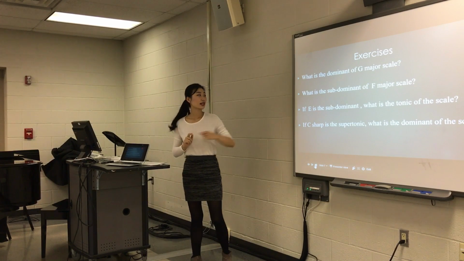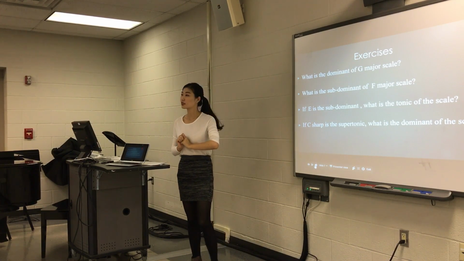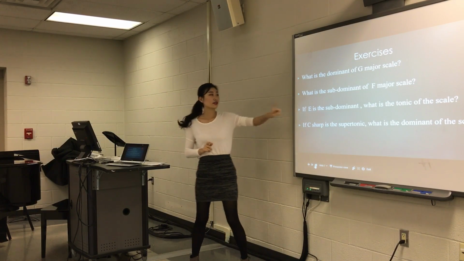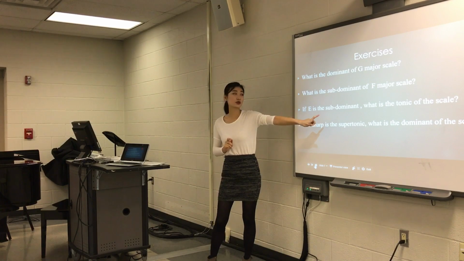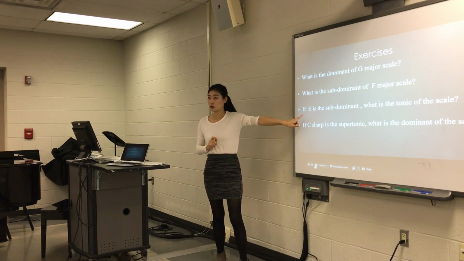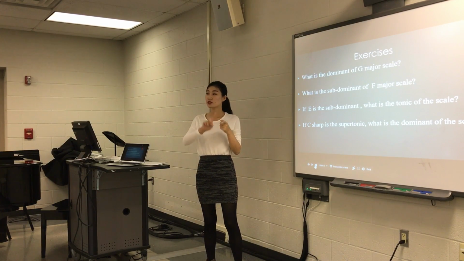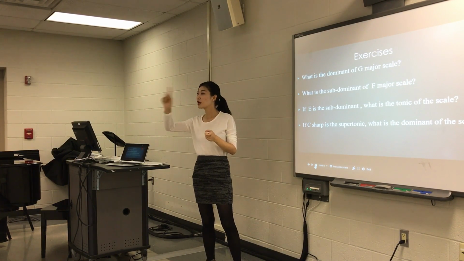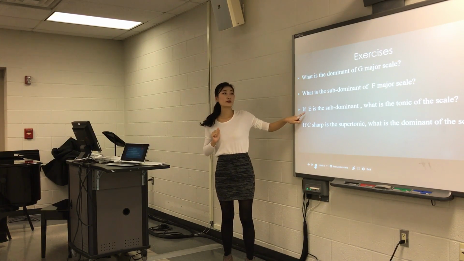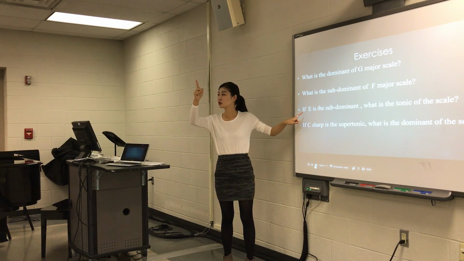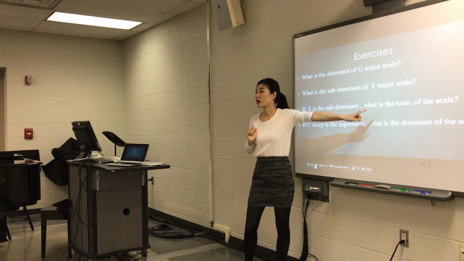Next one. If E is the subdominant, what is the tonic of the scale? So again, subdominant is which scale degree? Fourth. And E is the fourth. Remember the perfect fifth we mentioned. From the subdominant to the upper tonic, it's a perfect fifth. Let's build a perfect fifth. From E, go up, B. Then B is the tonic of the scale.